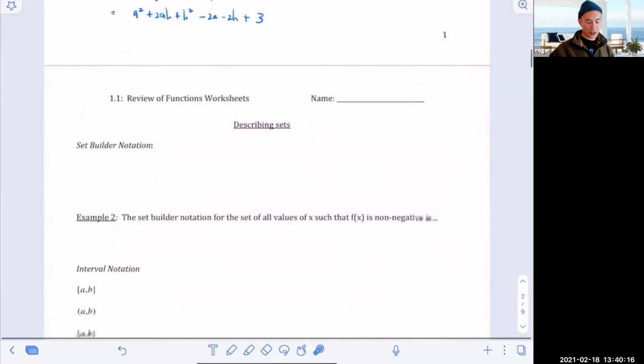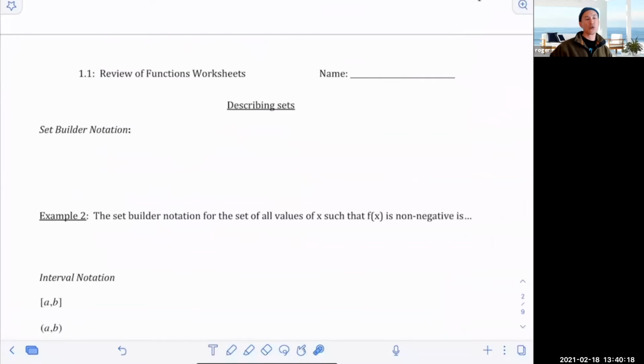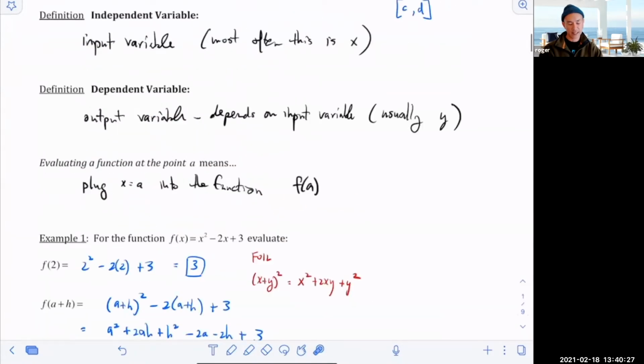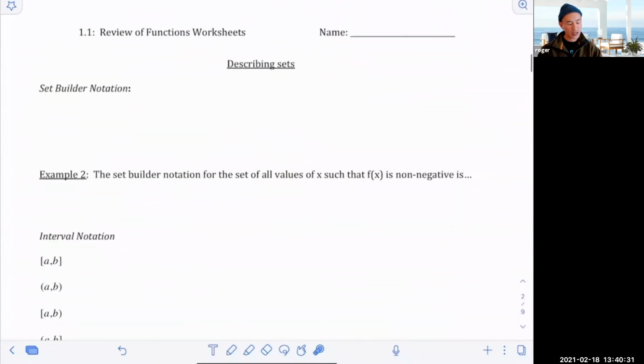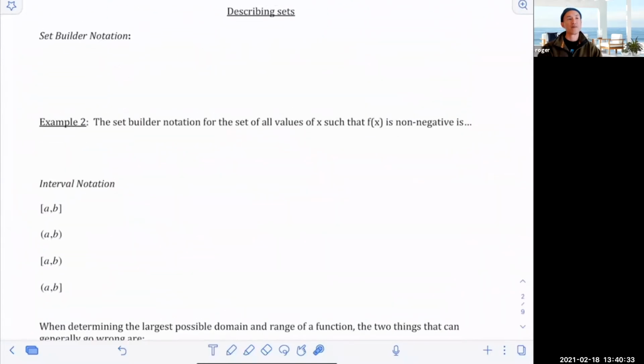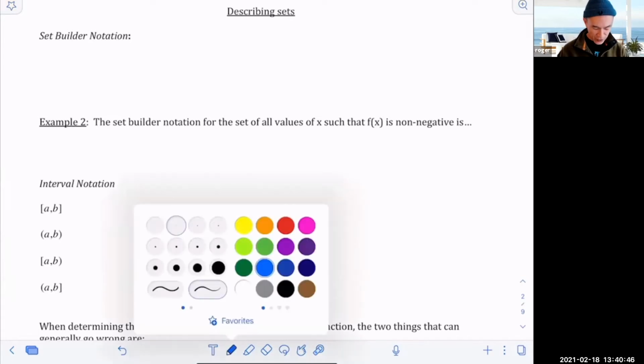The next thing we want to be able to do is describe sets in different ways. We've kind of already started talking about that when we were looking at inequality notation and interval notation. There's another type that's maybe a little bit more intimidating, called set builder notation. I just want to tell you a little bit about what that is. Set builder notation is just another way to describe a set.